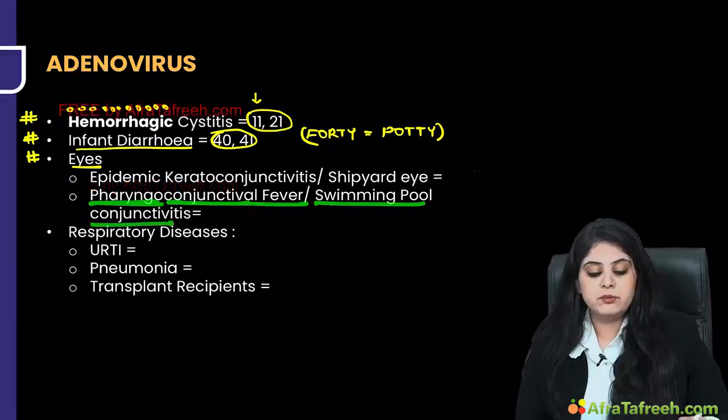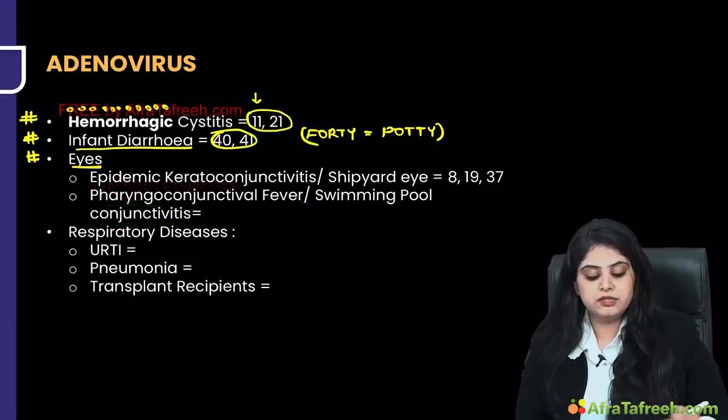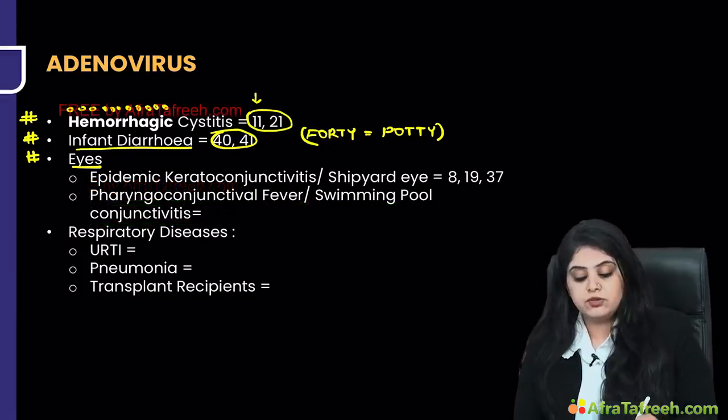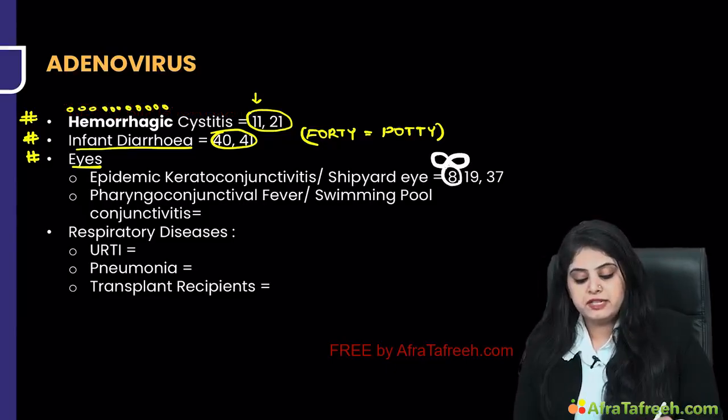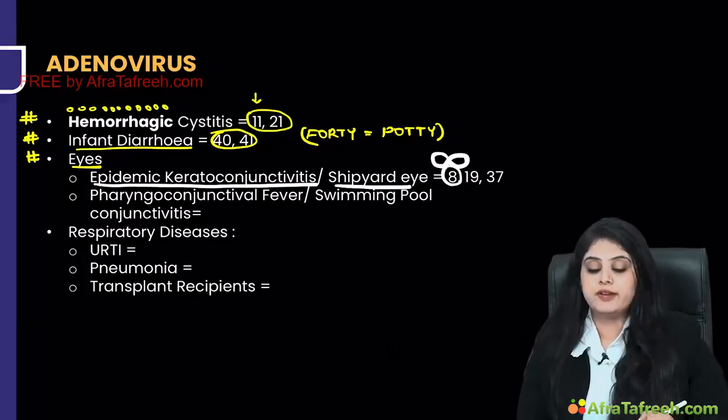Pharyngoconjunctival fever or swimming pool conjunctivitis. How do you learn this? For the shipyard eye, one of the most common is 8. So 8, if you write it like this, has it started looking like the eyes? Yes. So 8 is the one that is going to be affiliated with shipyard eye, or endemic or epidemic keratoconjunctivitis.